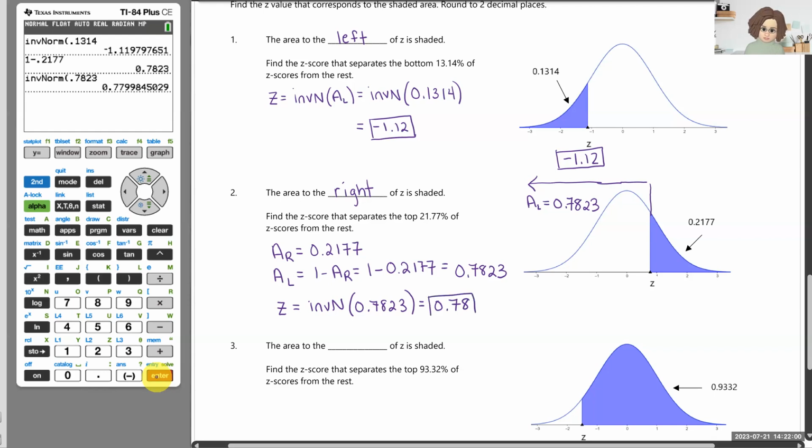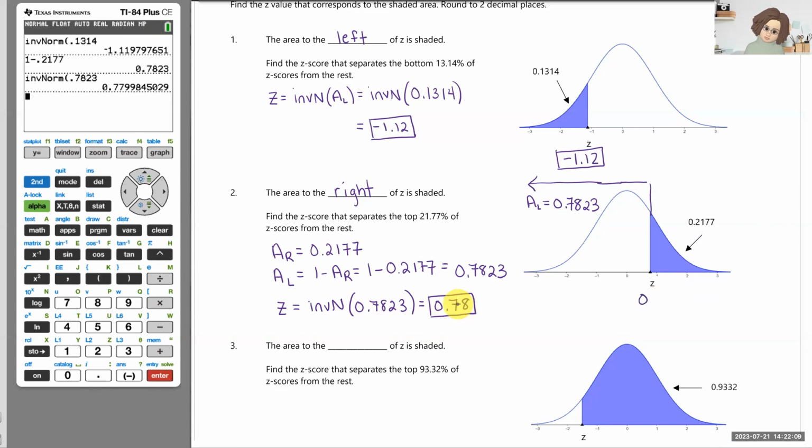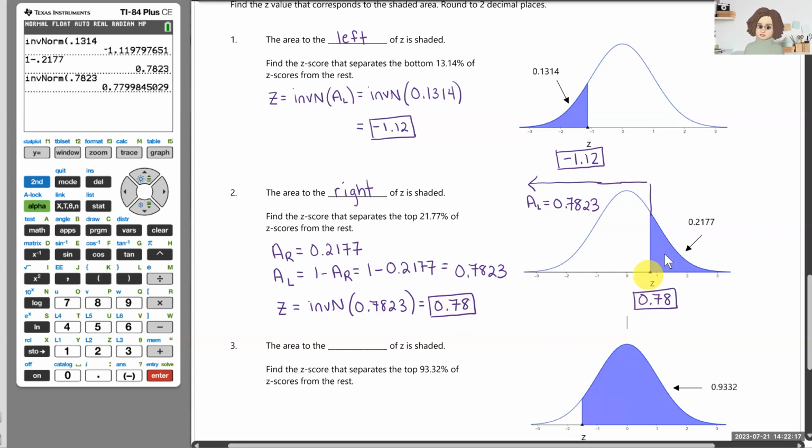Let's make sure that answer makes sense. There's 0 in the center, and a positive z-score does make sense because we're to the right of center. I'm rounding to 2 decimal places, but don't think this is a percentage. It's not 78%. Z-scores are not proportions or percentages. These are just numbers on the number line. On that number line, this is where I would be in order for that area to be 0.2177 and that area to be 0.7823.